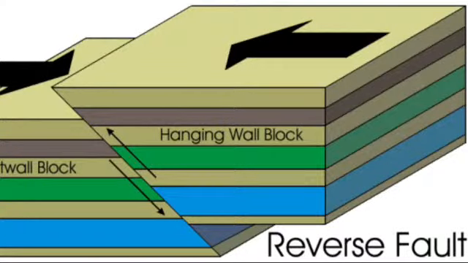The next fault is called a reverse fault. It's almost the same thing as a normal fault, but instead of the plate going down, it goes up. So in the picture, the hanging wall block is going up instead of going down, and you'll find most reverse faults on the convergent boundaries.